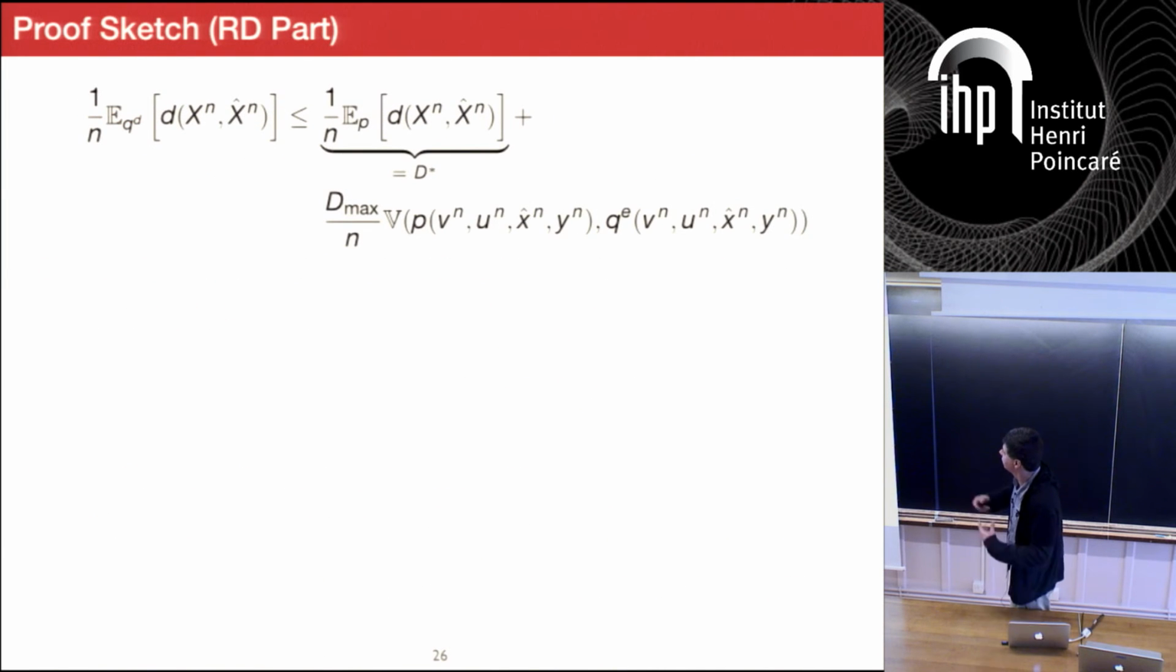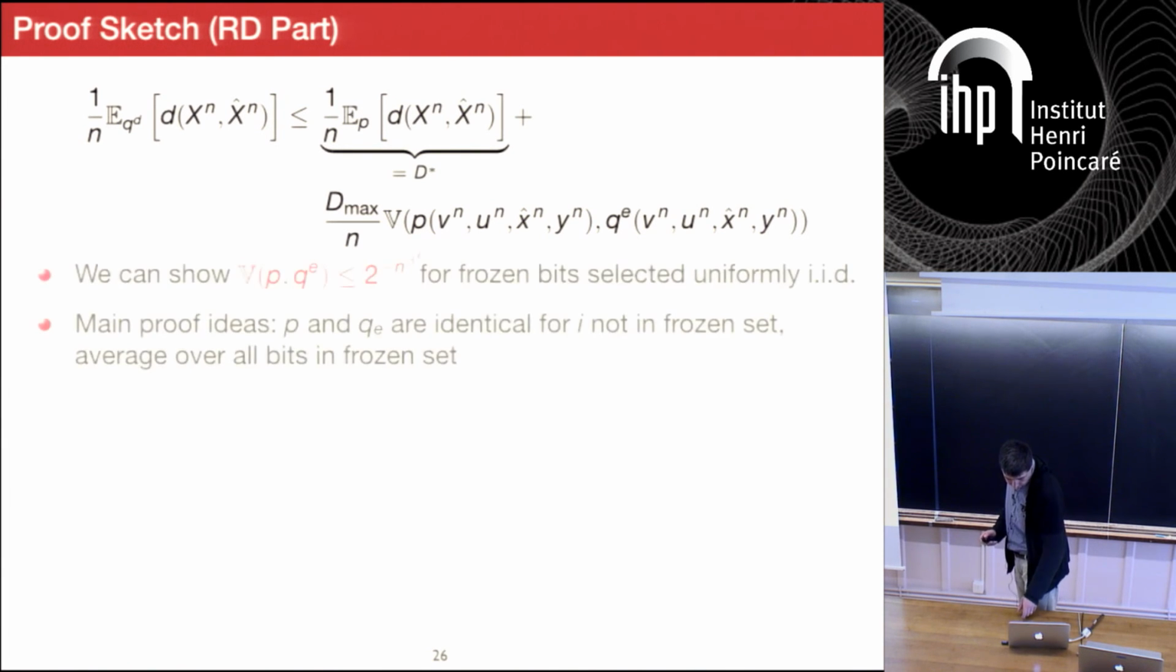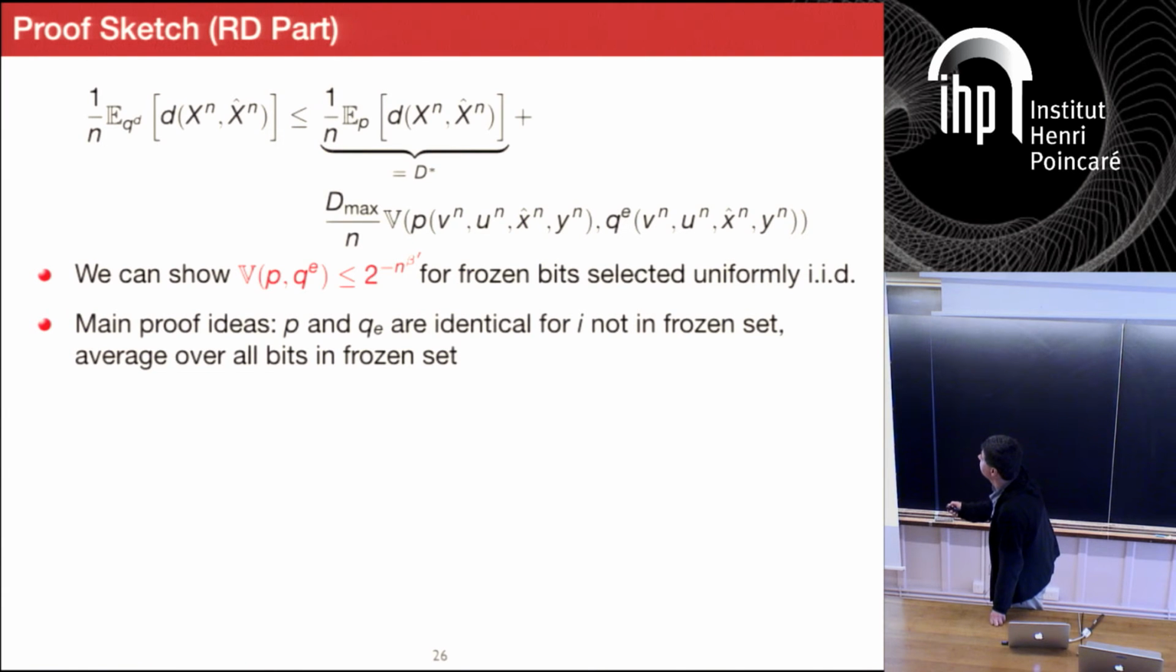In a nutshell, I skip a couple of steps here. We can show that the expected distortion over the decoding distribution here can be upper bounded by the intended distortion d star plus a term given here. This includes the variational distance, the L1 distance between the distribution P, the true distribution from a random code, and the distribution done by our encoding scheme. We only have to show that our encoding scheme does the same as a random code. Then this variational distance will go to 0. And we can show that this variational distance is small. Actually, it's 2 to the minus n to the beta here if we select the frozen bits uniformly IID.